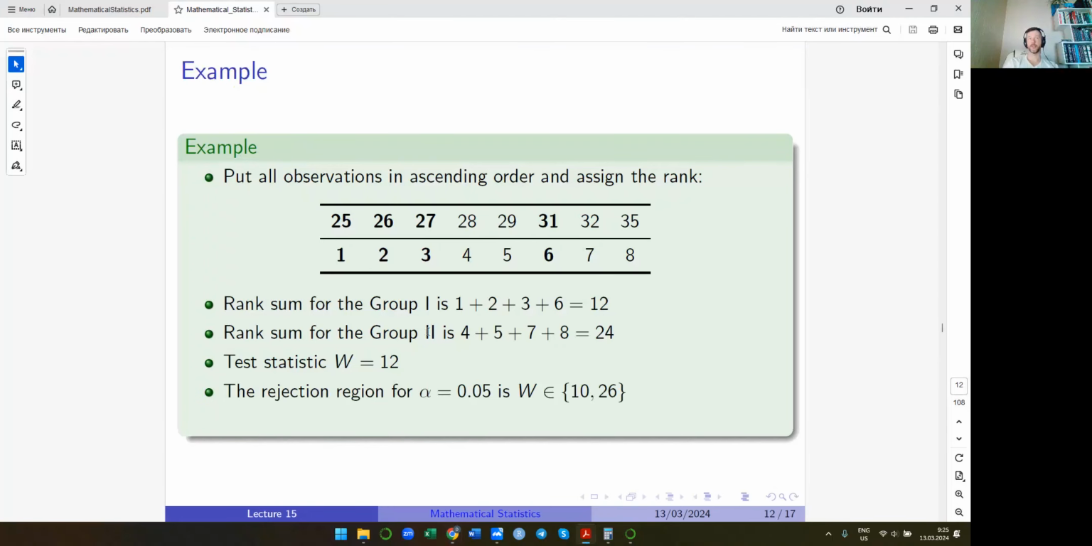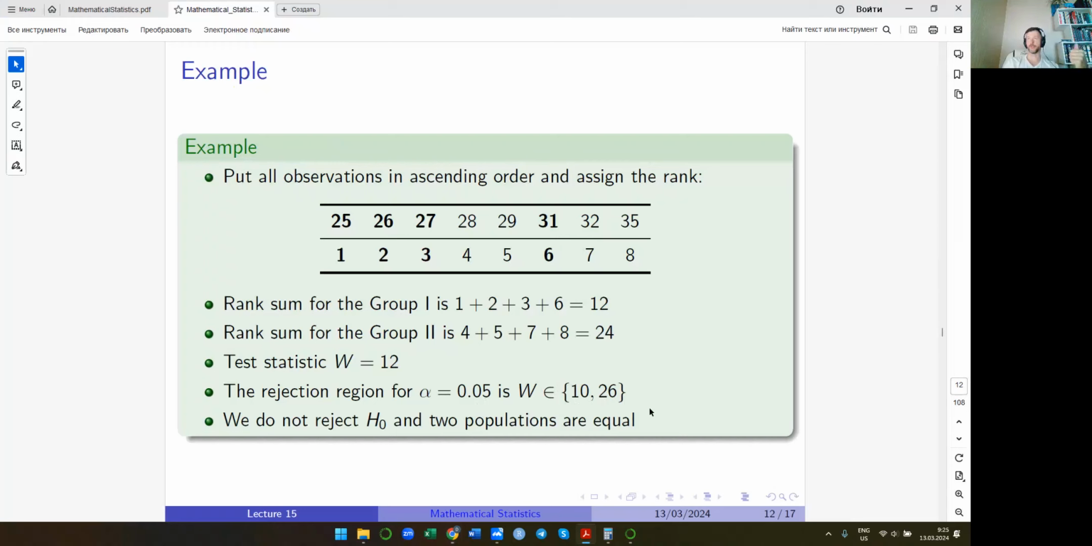Which means that the rejection region consists of two numbers: if W is 10 or if W is 26, we reject the null hypothesis. In our case, W is 12. So on the 5% significance level, we do not reject H null, and we cannot claim that two populations are different. So we claim that two population distributions are equal.